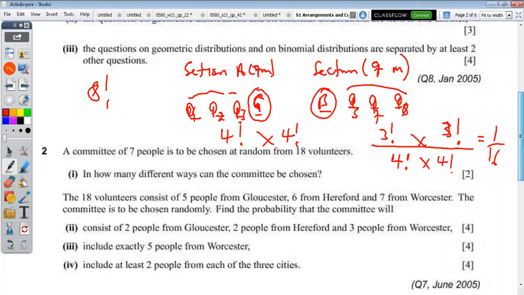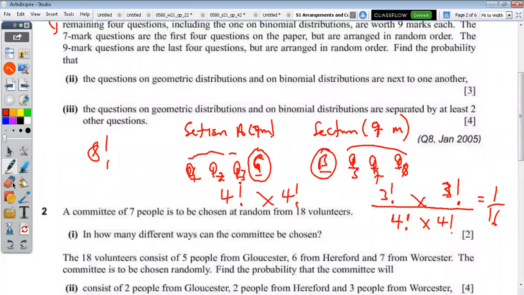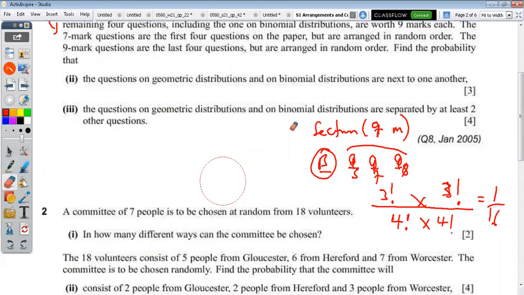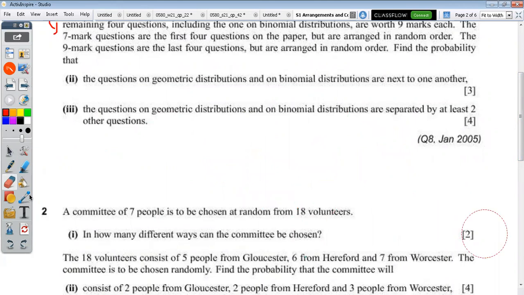Now the last one is the tricky one. The question on the geometric and the question on the binomial are separated by at least how many spaces? 2 other questions. Okay, so we've got A and B again. Let's do the positions: 1, 2, 3, 4, then 1, 2, 3, 4.